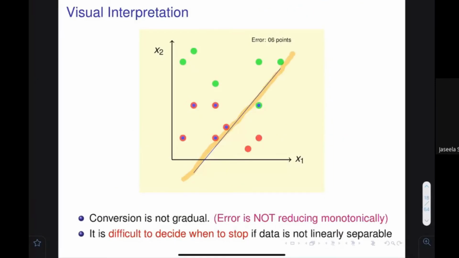Everything above is positive and everything below is negative. If you go like this, then these points are actually negative, so they are okay. These points are positive, they are also okay. But there is a problem. This positive point is below this line. These negative points are above this line. So there is a problem.